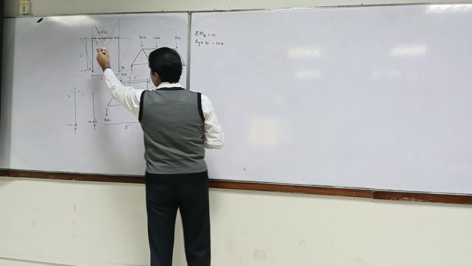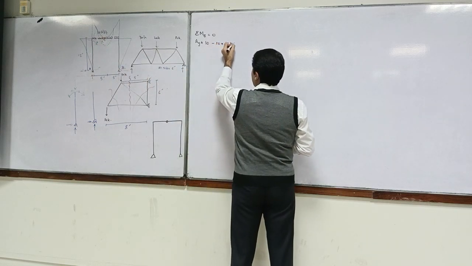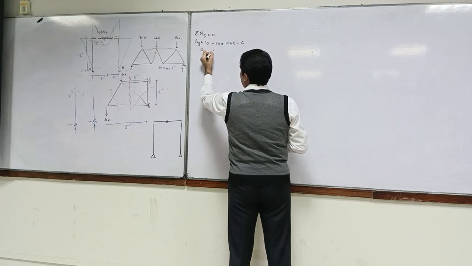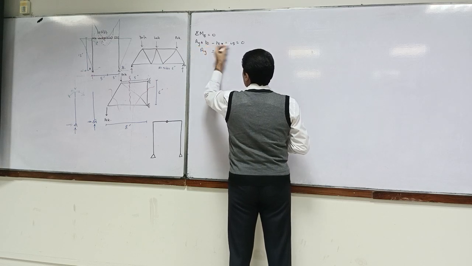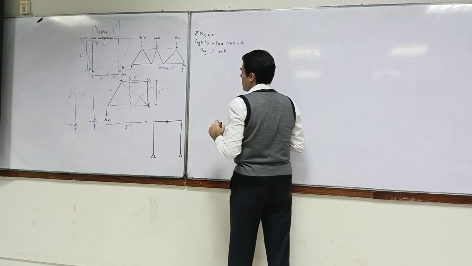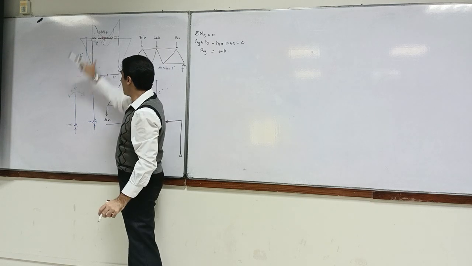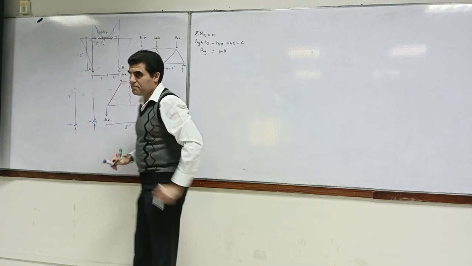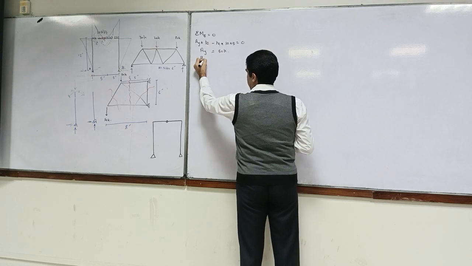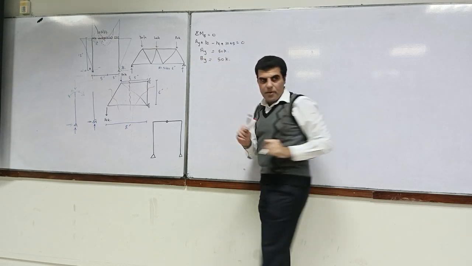This is 10 kips per foot, isn't it? 10 into 10 into 5 is equal to 0. So AY will come out to be 50. Yes, sir. And it makes sense also because this is symmetrical, so half of the load will go there and half there. Similarly, BY will also be 50 kips, using summation of FY.